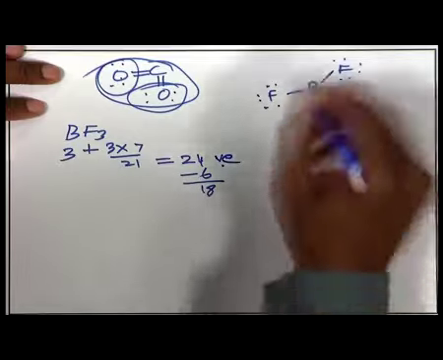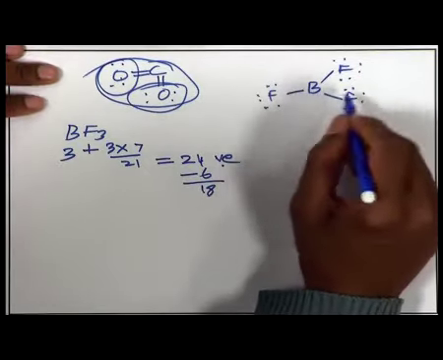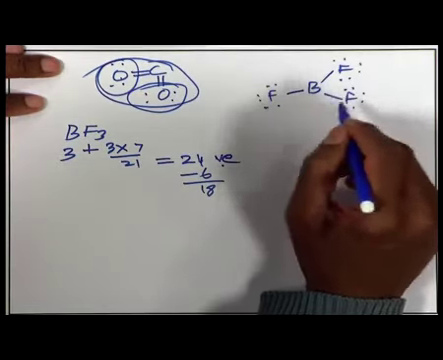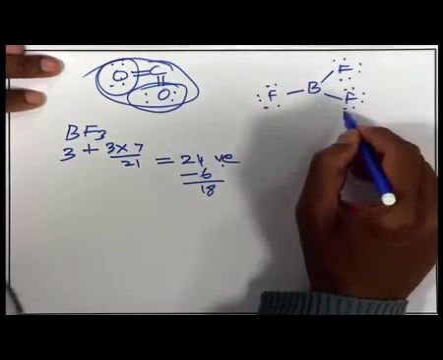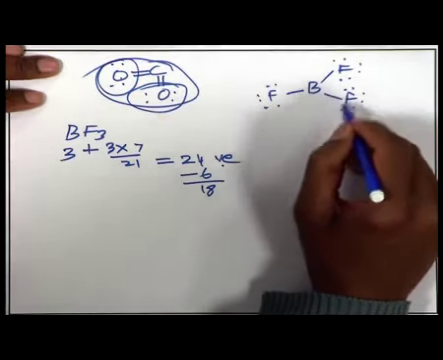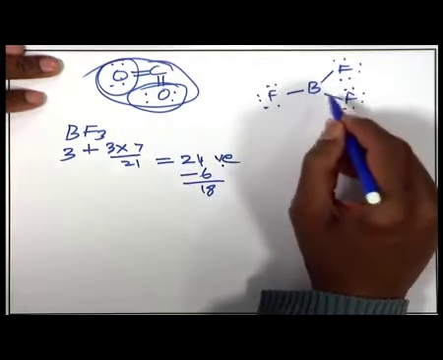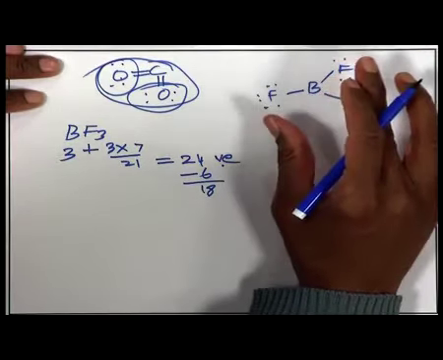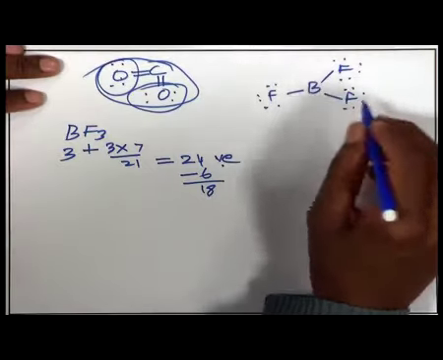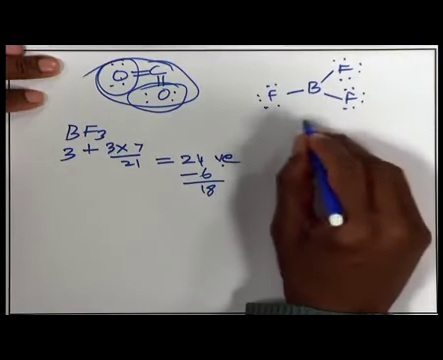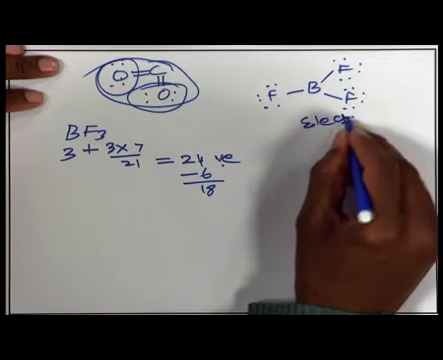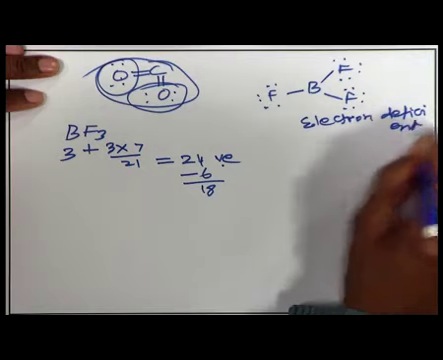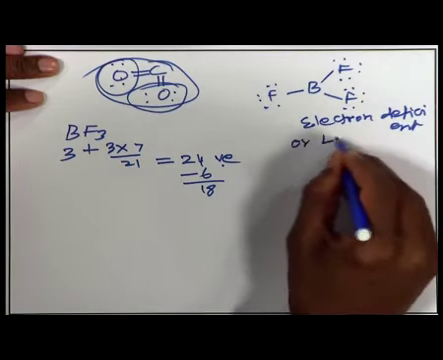So 18 electrons are consumed, but here you can see the central atom doesn't achieve the octet rule. What you can do is pull this lone pair to here and then you can have 8 electrons around it. As of now, the number of electrons around the boron atom is less than 8. So this is called electron deficient, or a Lewis acid.